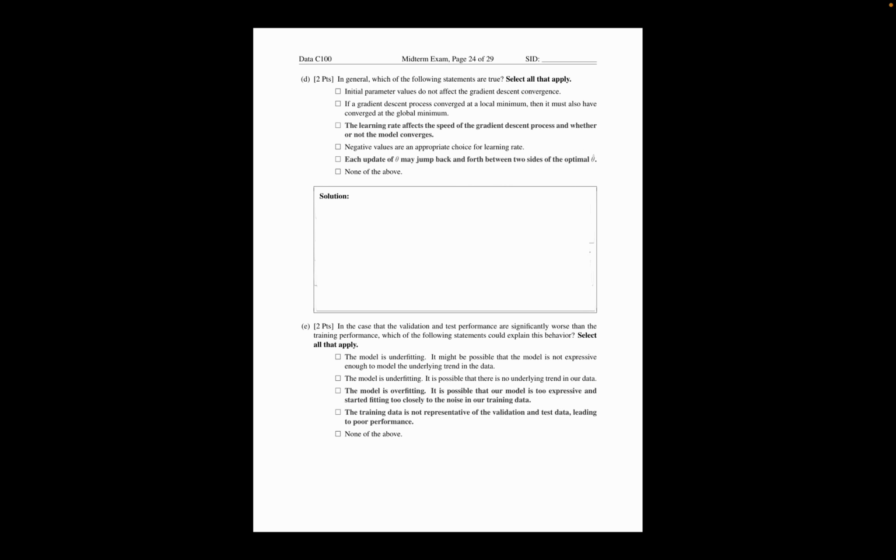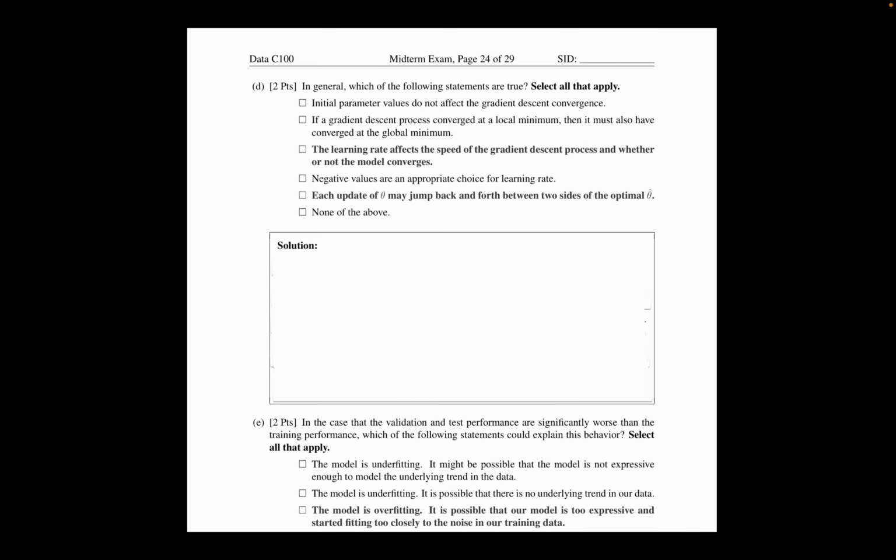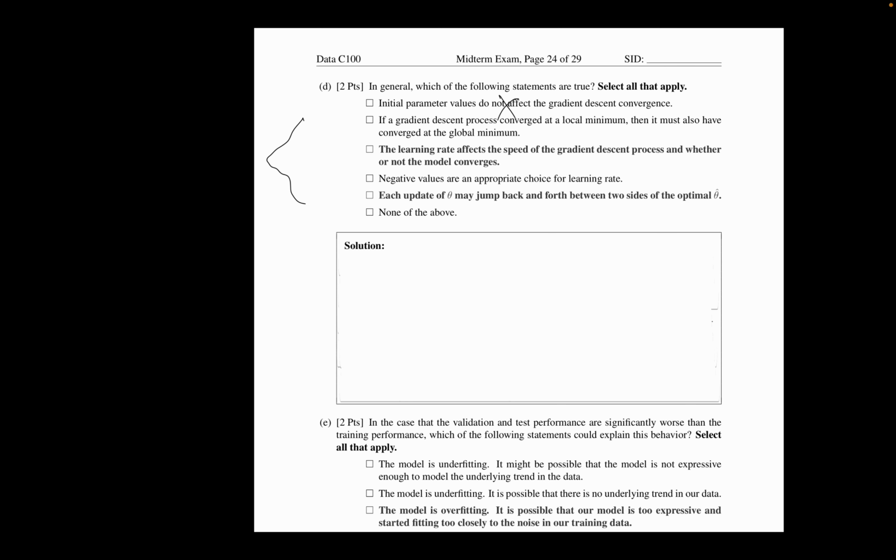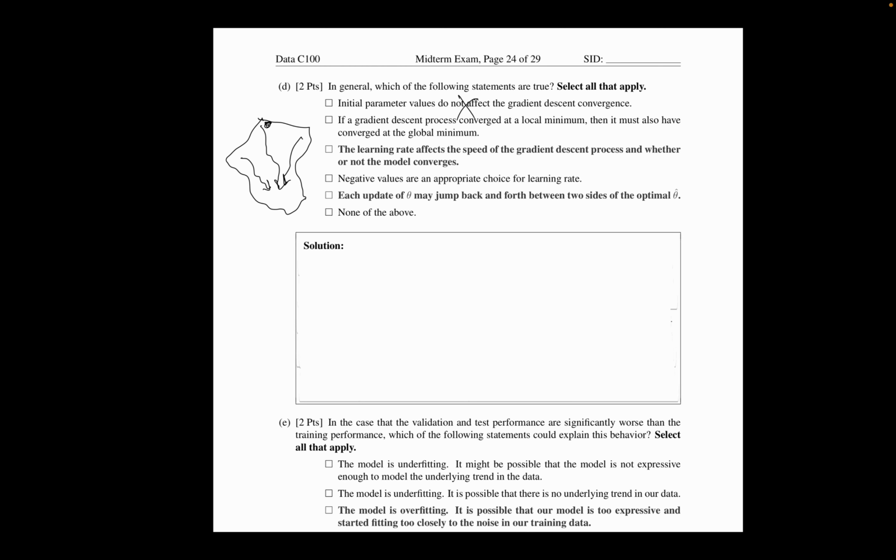And now for part D, in general, which of the following statements is true? So initial parameter values do not affect the gradient descent convergence. This is false, because let's say we have, like, let me build this mountain. So let's say the mountain goes here, right? If we start right here, we're all set, it's easier. But if we start right here, it's going to take more time. So it does affect the descent convergence.